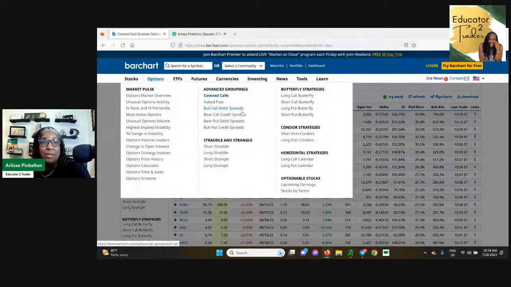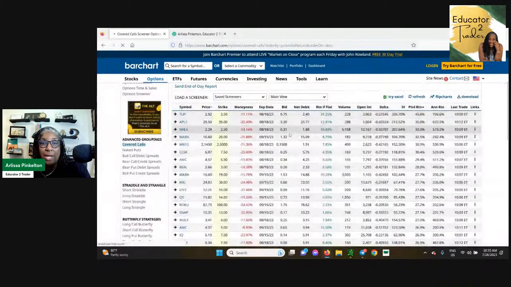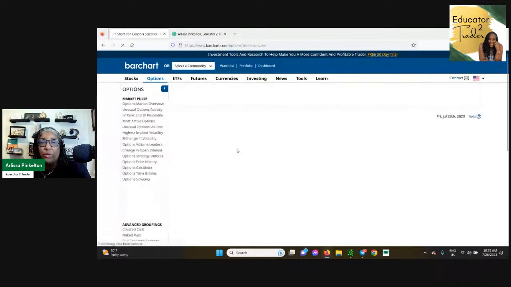Then you can look at credit spreads. You've got call credit spreads or put credit spreads if you want to see some opportunities there. If you're into bigger, other strategies, maybe you look at short iron condors. We're an iron condor crew over here in the E2T crew.